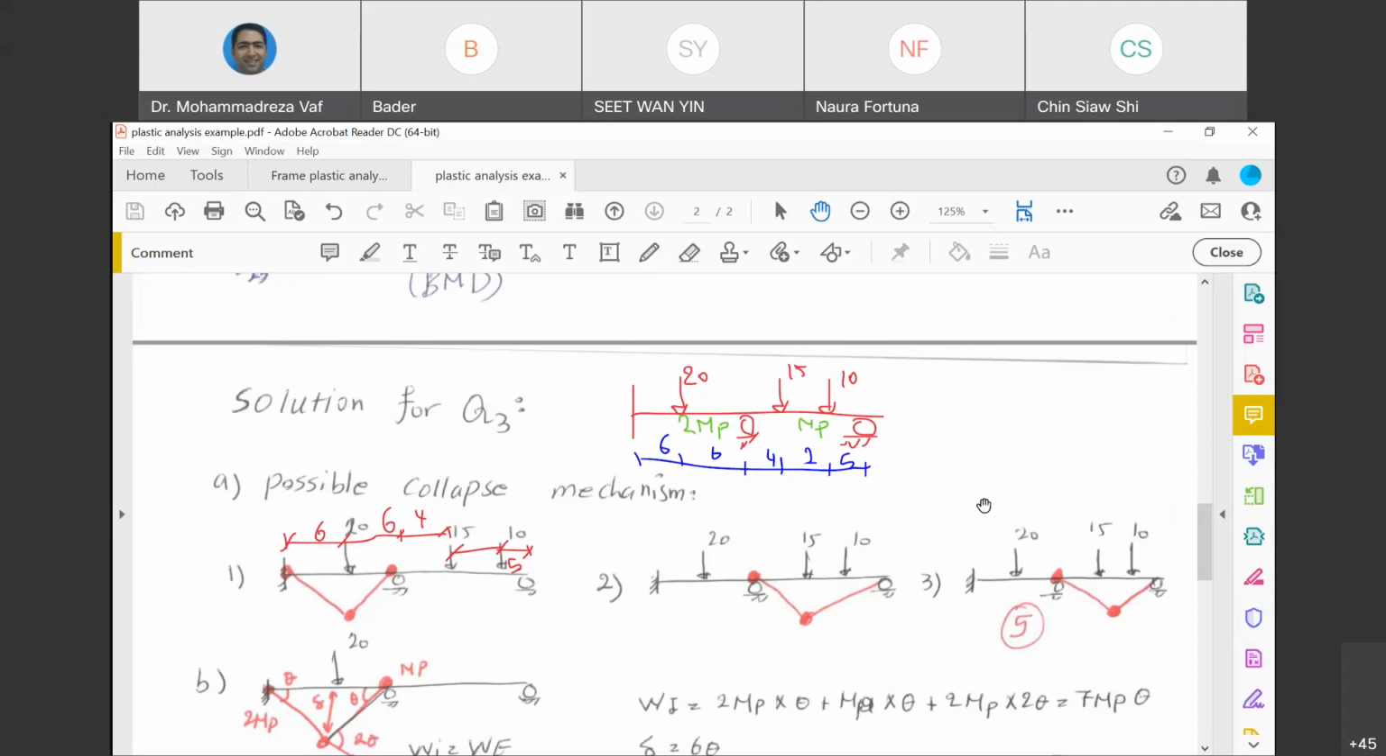This is another question. In this question, again, we have a fixed support and we have 2 spans. One span has only a 20 kilonewton force, and the second span has 2 point loads, 15 and 10. But in this example, the cross-section size of our beam is not similar. The first span has 2 MP, meaning it has a larger size compared to the second span that has MP. It's very normal and common that in the exam, you will see that these MPs are not similar in one span compared to another span.